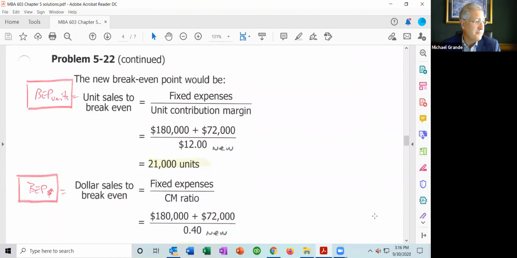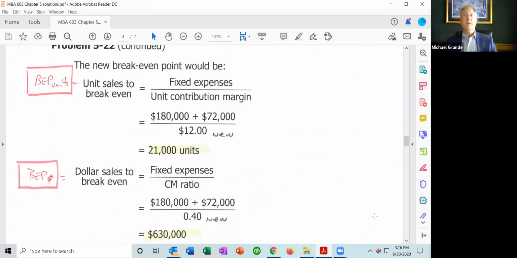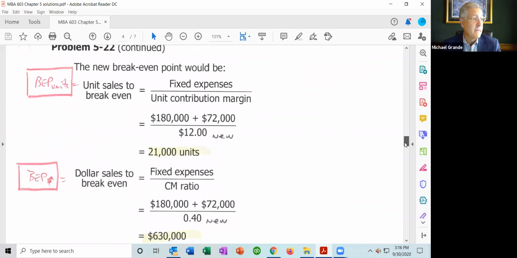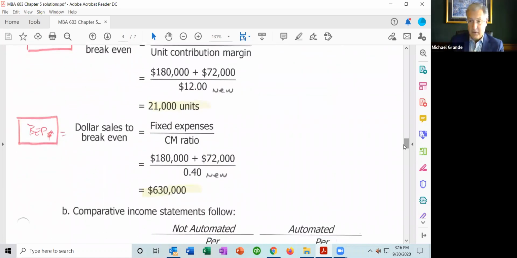Calculate break-even point in units in sales dollars. The fixed expenses go up, right? By 72,000. The new contribution margin per unit is $12, right? Got that right from there. They now have to sell 21,000 units to break even, and they have to sell $630,000 in total sales to break even. Should be able to calculate break-even point in units and sales dollars.